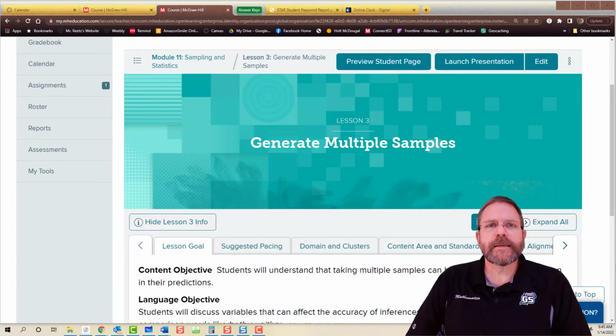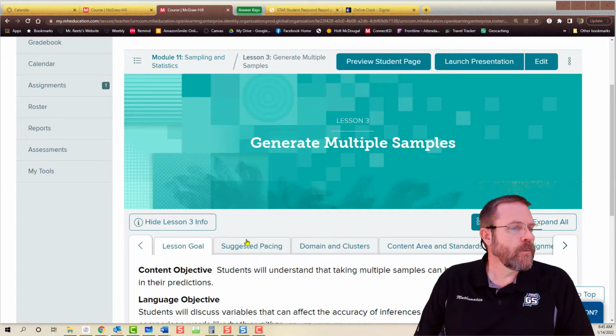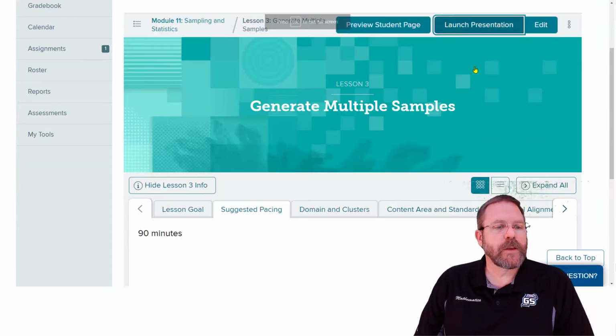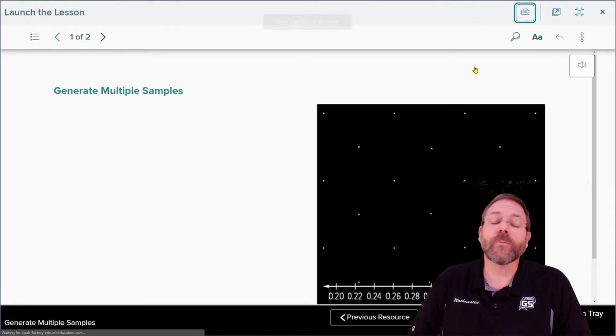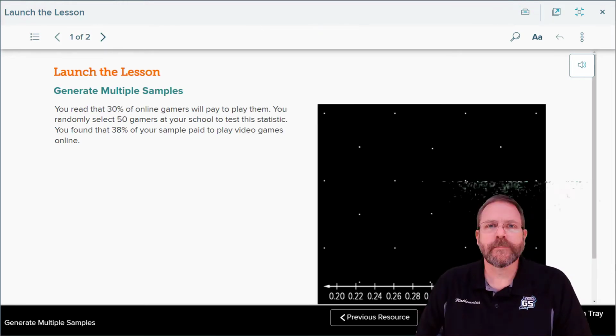Module 11, Lesson 3 covers generating multiple samples. Well, the pacing guide says this is going to be a 2-day lesson, but there's only 9 resources in it. They must be some pretty intense resources.